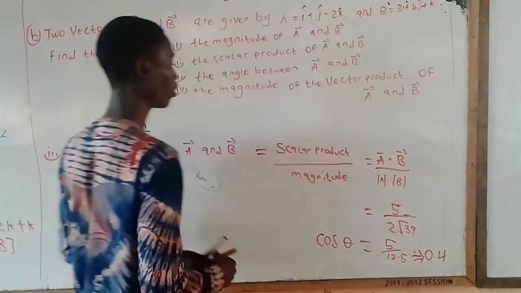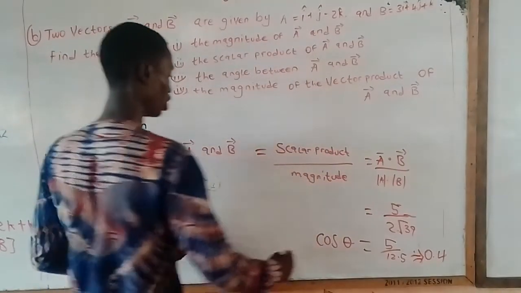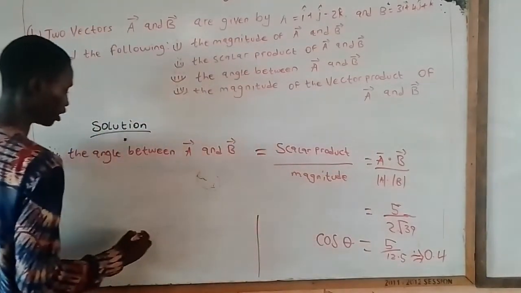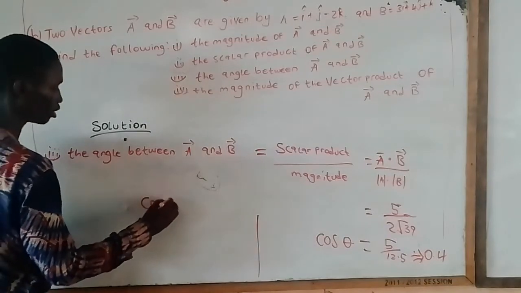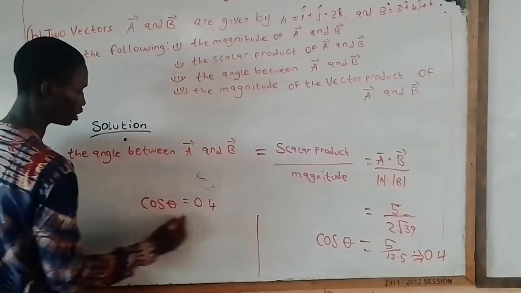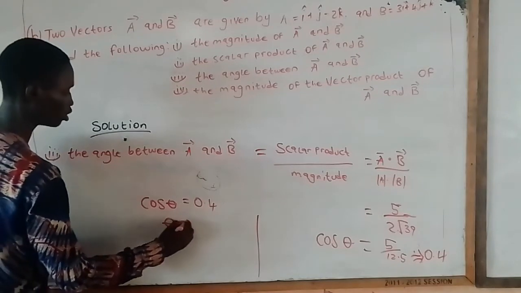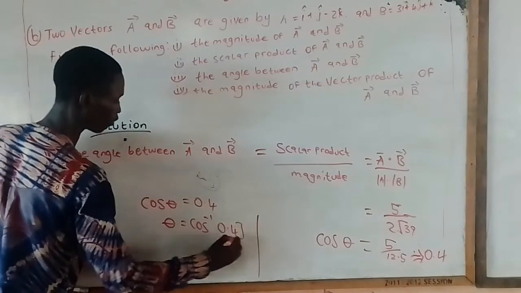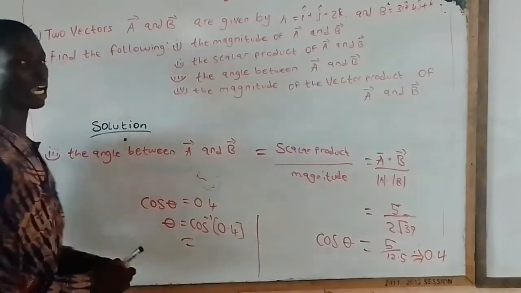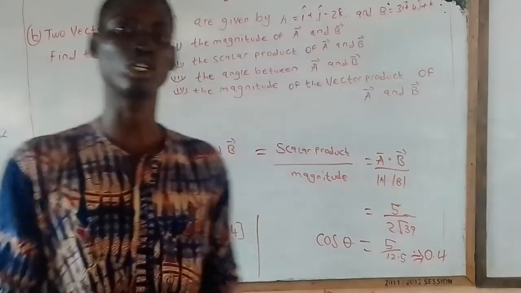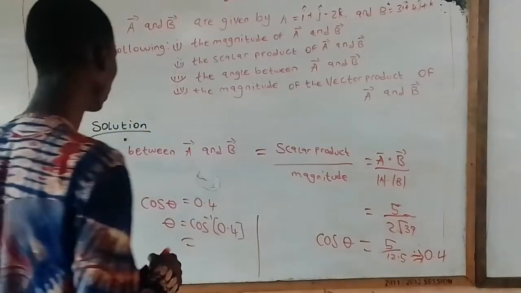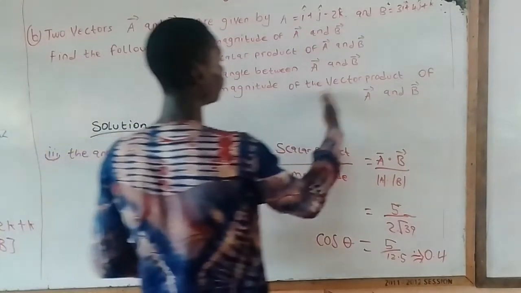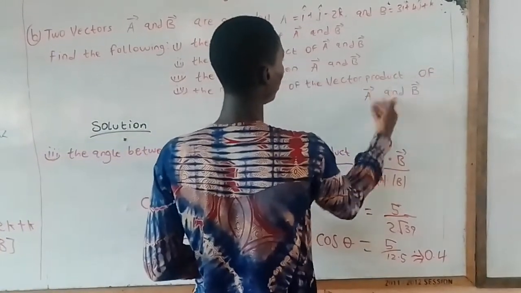So 0.4. Now, if you have to continue solving, you take this cos to the other side. Then, instead of cos theta equal to 0.4, taking this to the other side, you have theta equal to cos inverse of 0.4. I'm not with my calculator yet, so find the cos inverse of 0.4 and tell me your answer in the inbox below. After that, we have to look for the magnitude of the vector product of A and B.